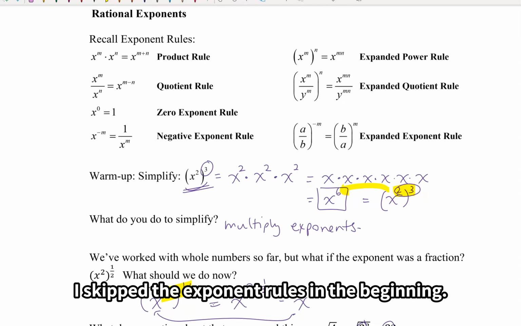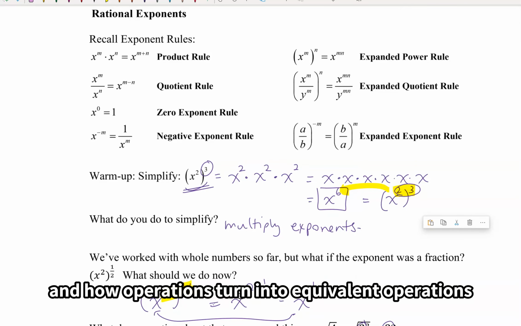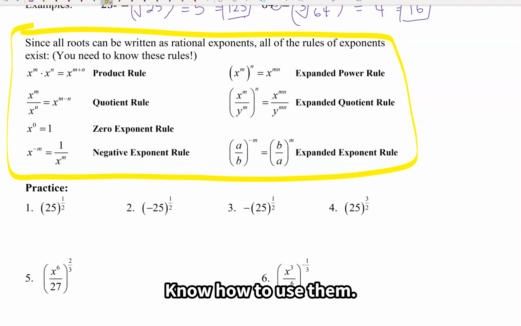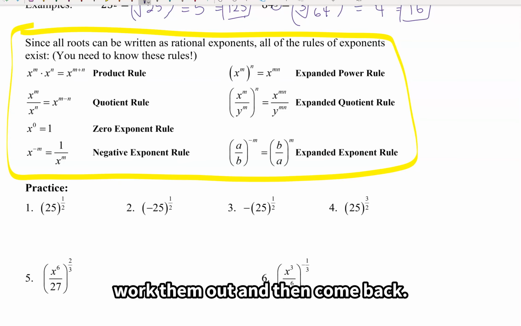I skipped the exponent rules in the beginning, but hopefully they refresh your memory as to what is allowable with exponents and how the operations turn into equivalent operations. Now take these rules of exponents. They all apply to rational exponents and radicals. Know how to use them. So try it out on 1 through 4 with the 25. Pause, work them out, and then come back.